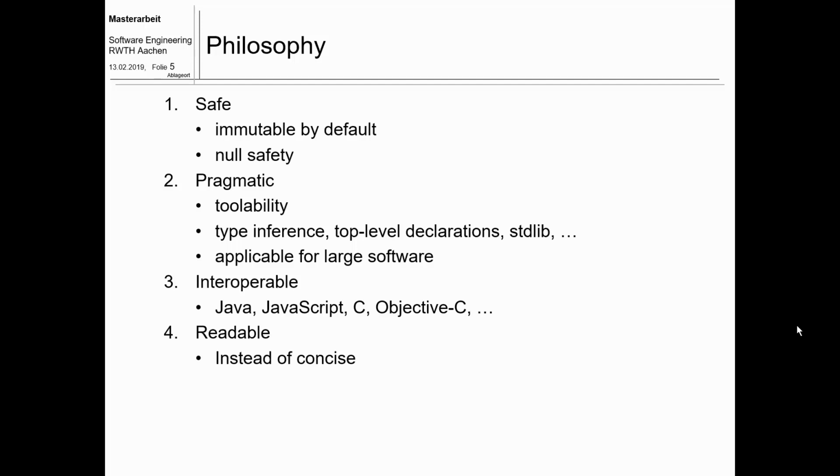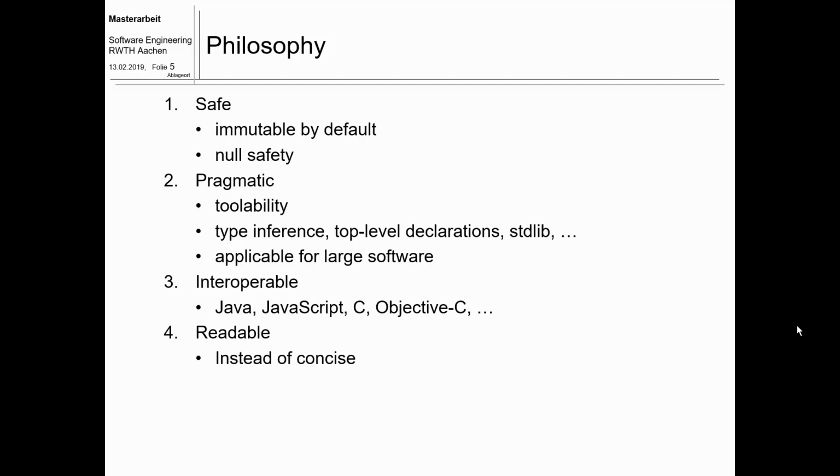The next main point that Kotlin intended from the beginning is interoperability, because this is the only chance for a new language like this to actually reach widespread adoption, because if it doesn't interoperate with the existing systems, then there's little chance for such a language to be adopted widely.